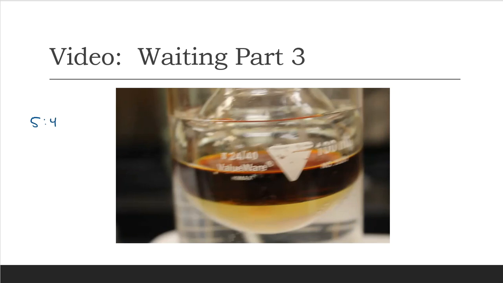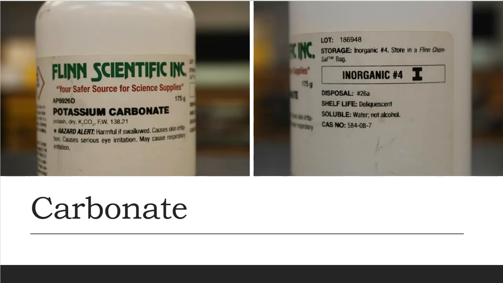Okay, so this happened at 5:40 p.m. in the evening, late afternoon, depending on when you get up out of the bed. All right, so 5:40, this waiting period has been over. I now need to go and get potassium carbonate. We order ours from Flinn Scientific. The potassium carbonate has a lot number, just like all of them should, and this lot number you can easily see over on the right-hand side.